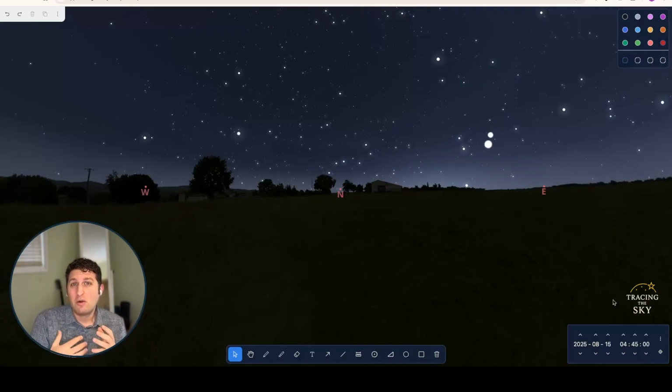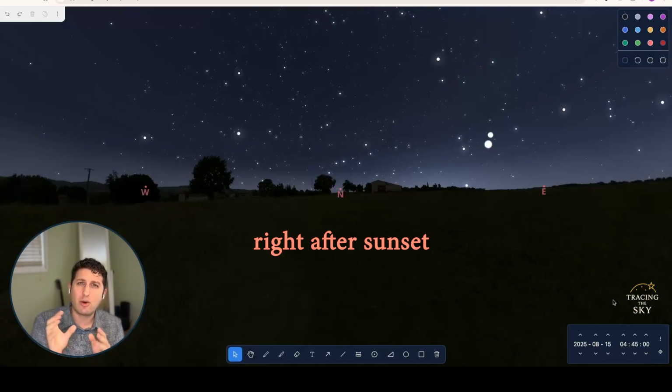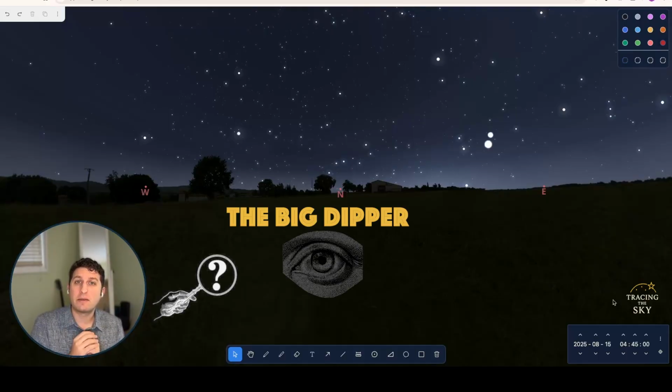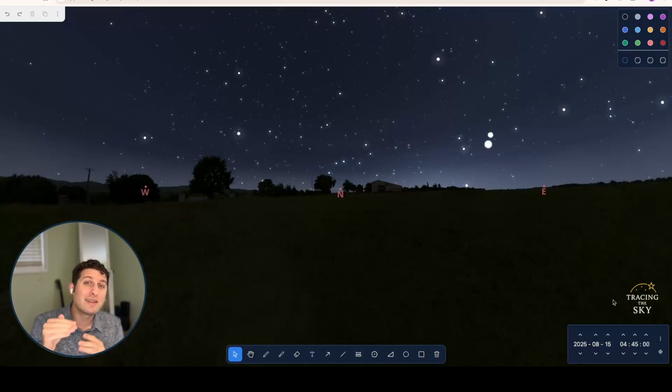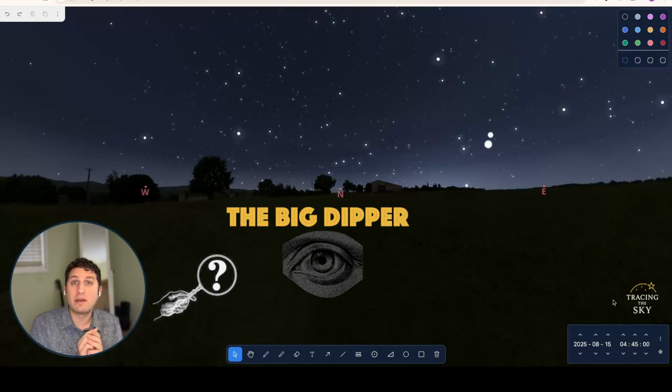And so we can go out right after sunset, as soon as the stars are visible, and wait and figure out where the Big Dipper is as soon as it gets dark enough to see. And then we can do that night after night, different times of year, and see where the Big Dipper is. And let's do that. Let's mark where the Big Dipper is right after sunset, on August 15th, and then see where the Big Dipper is at some other point in time.